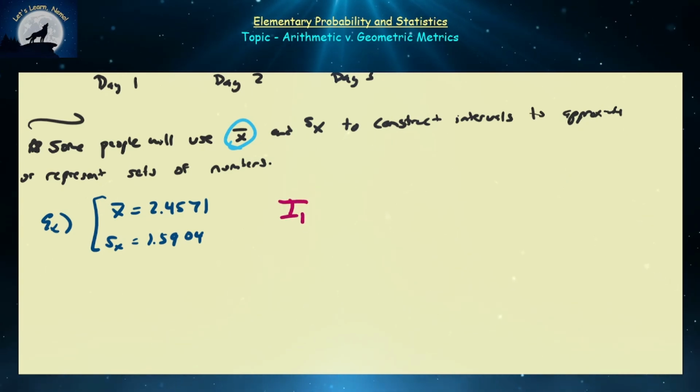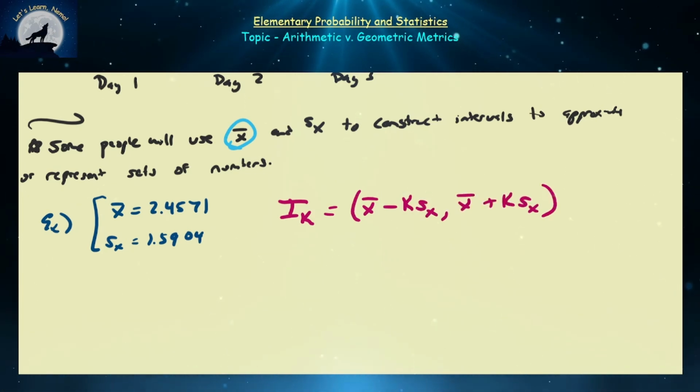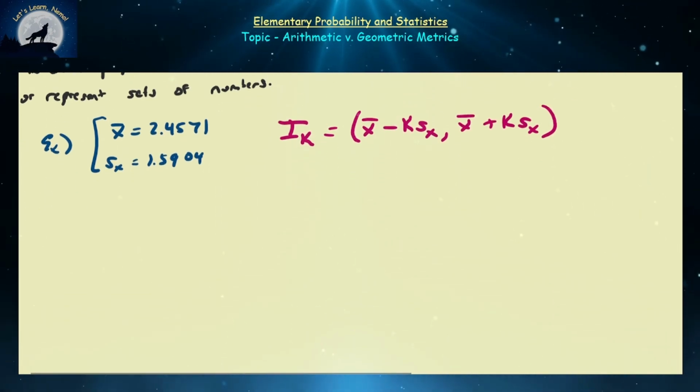So we can define some interval, let's call it I_k, to be equal to x bar minus k times the standard deviation, and then x bar plus k times the standard deviation, right? So it's pretty much x bar plus or minus k s_x. So what exactly does this mean?